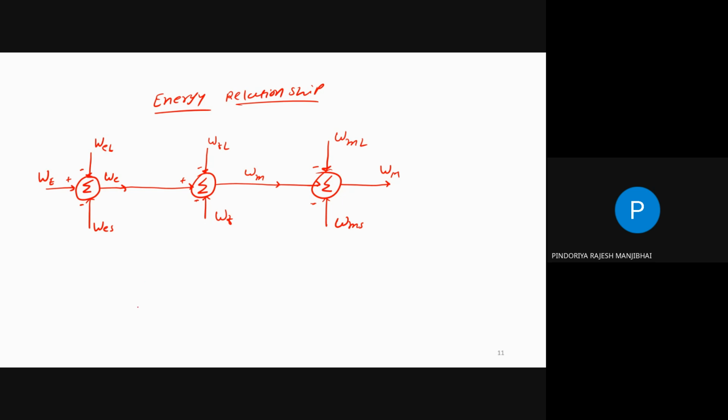So we can say this figure is the block diagram of the energy balance.